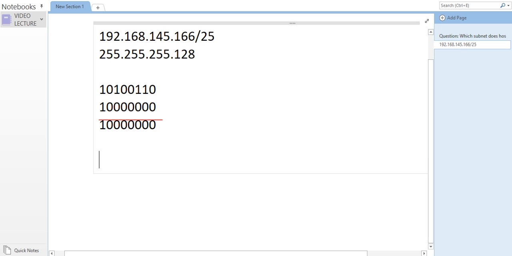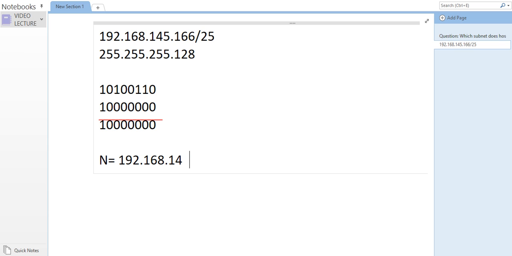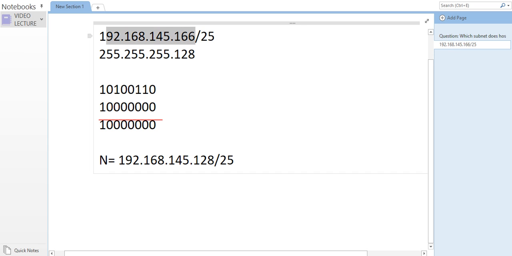So that is your IP network address, which is what you want to know. They want to know what network the IP 192.168.145.166 belongs to. Now your answer is here. The answer is 192.168.145.128/25. So the IP address 192.168.145.166 belongs to this network. Now if you are asked in an exam, that is your answer.